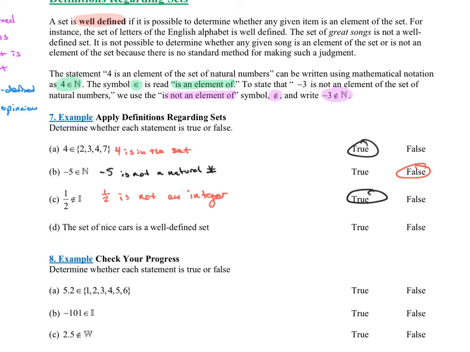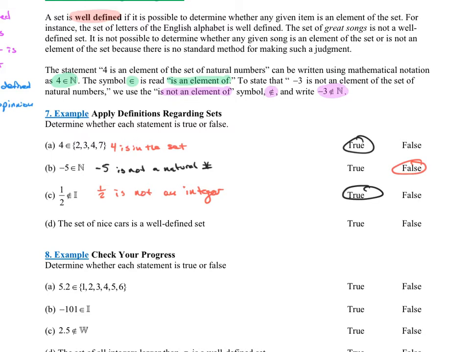Okay. The set of nice cars is well defined. Again, well defined, let's think about this. Well defined means it's clear. No matter who reads the problem, everyone agrees what's in the set. Would everyone agree on what nice cars are? And the answer is no, so that means it is not well defined, so that would be false. Why is it false? It's false because it's open to opinion. If it's open to opinion or open to interpretation, then it is not a well-defined set.